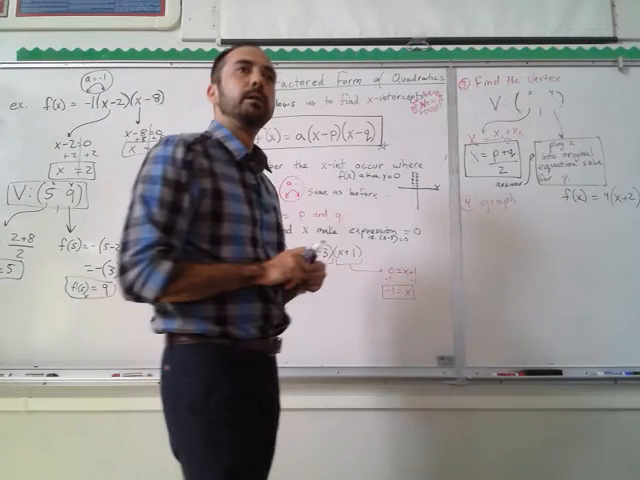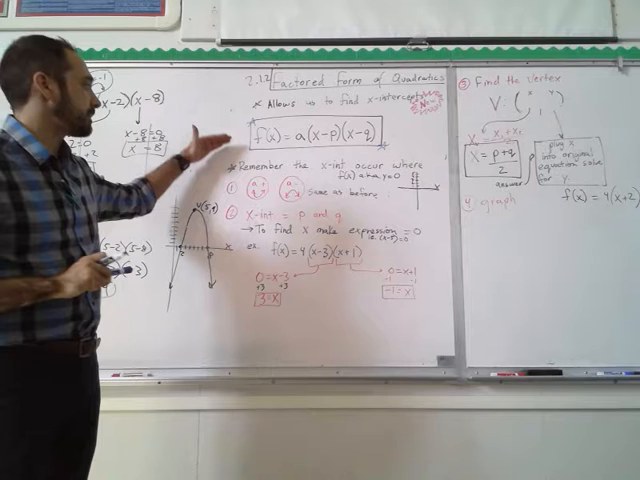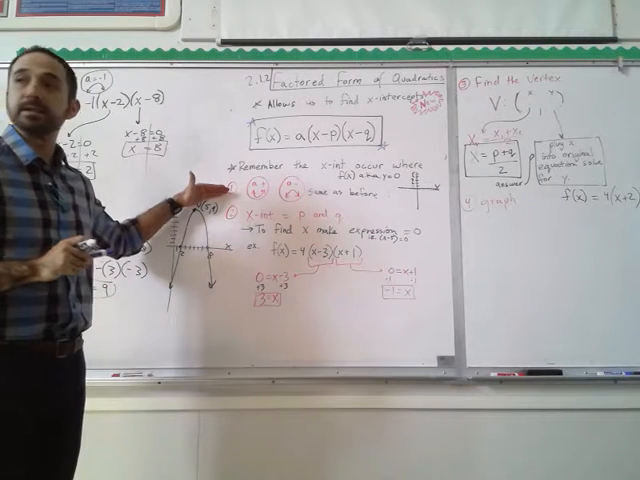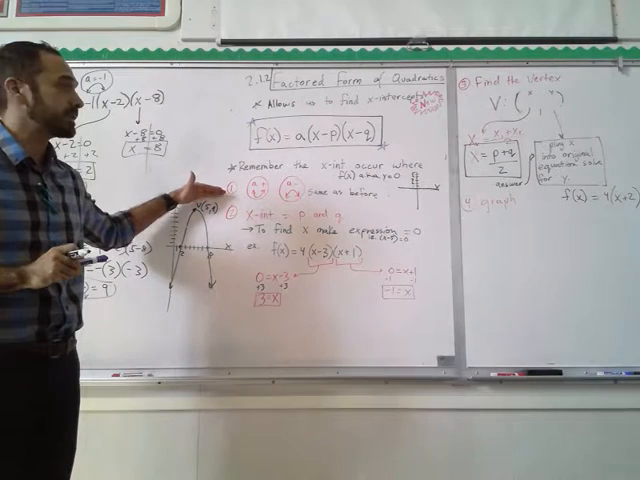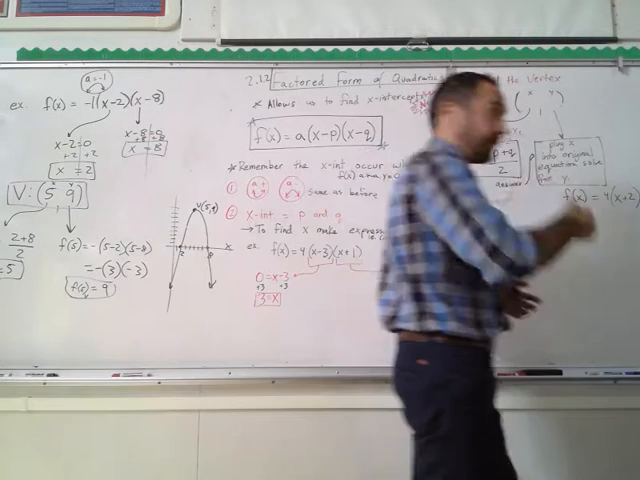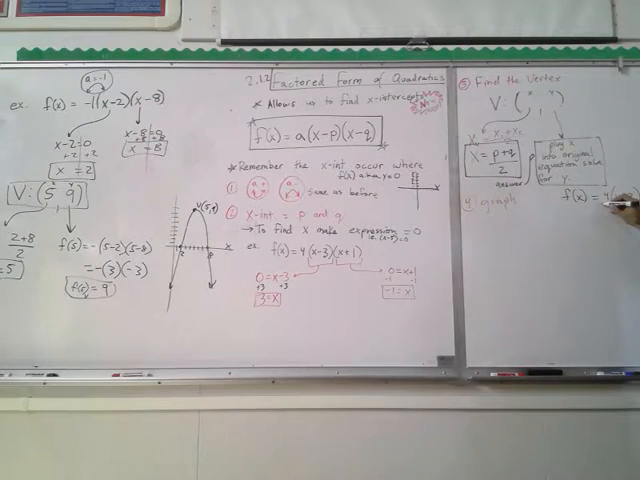Okay, so let's work on this together. First step: figure out, does this open up or down? Is it happy face, sad face? What do we see? Happy. And we know that because A is positive. Because A is positive, we know that it's a happy face, so it's going to open up. At the very bottom will be the minimum.